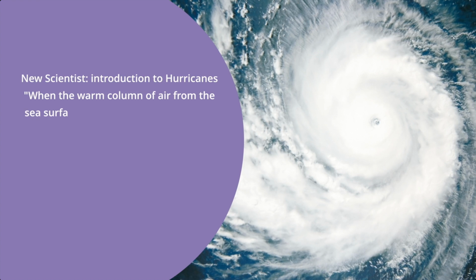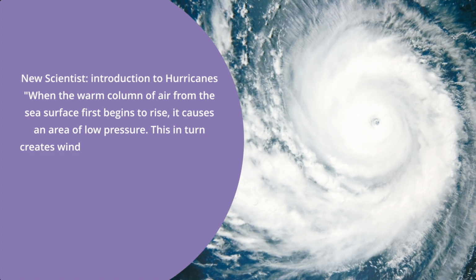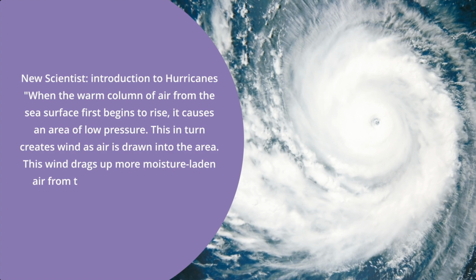A hurricane is a very good example of this. It's a nonlinear system. It's what Ilya Prigogine would have called a dissipative or far from equilibrium system. So I looked in New Scientist about hurricanes, and in their introduction, they described the process of the formation of a hurricane in terms of positive feedback.